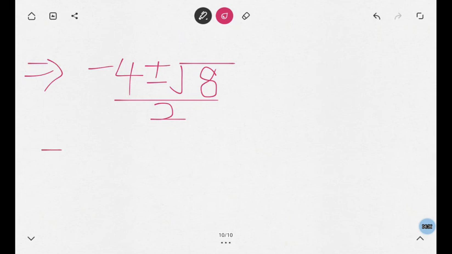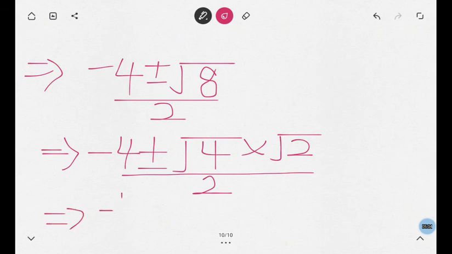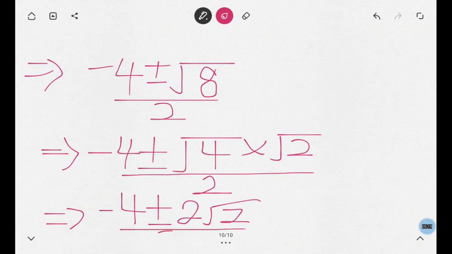Okay, so the next thing is that we further simplify this as minus 4 plus or minus, so you can have this root 4 times root 2, and then this is over 2, okay. So this and that will give us minus 4 plus or minus 2 root 2 all over 2.